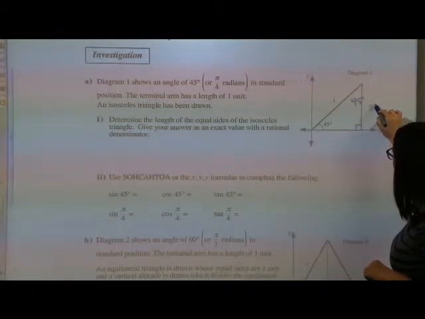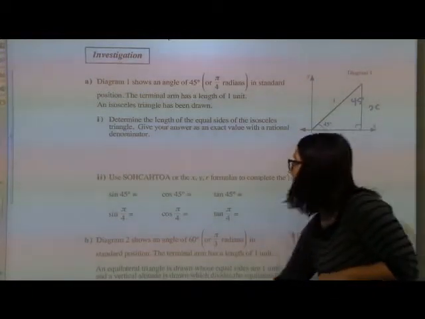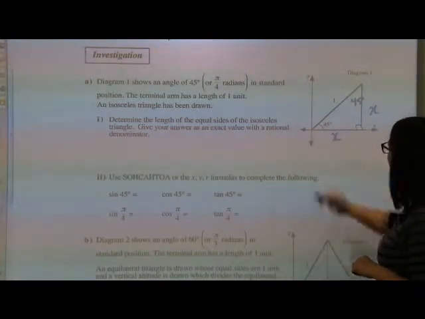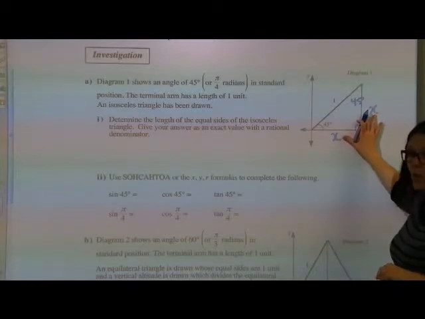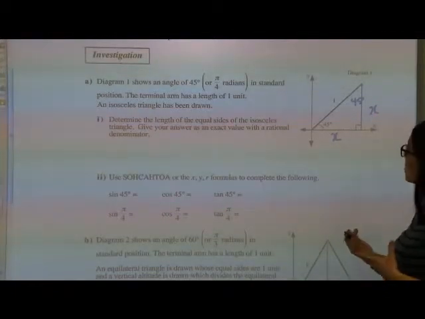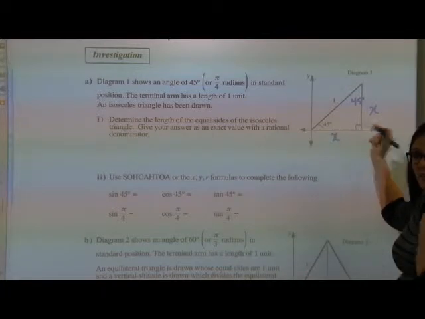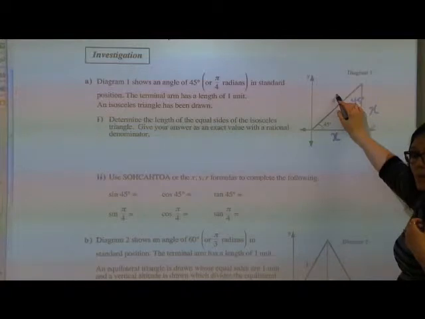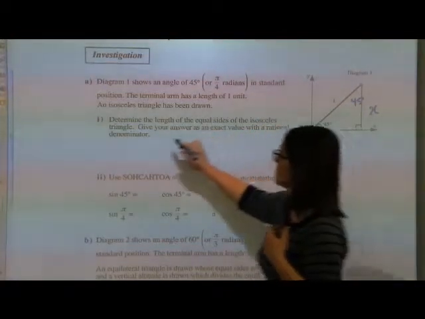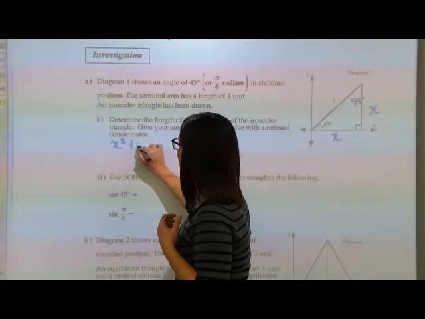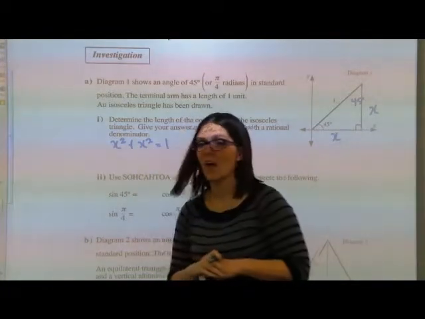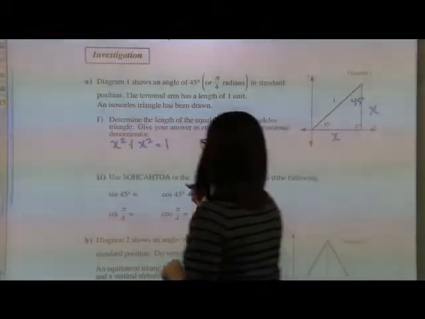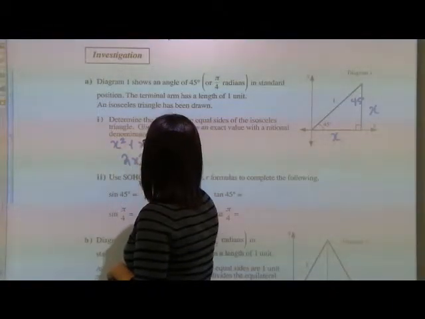That means that this measurement here we'll call x has to be the same as this measurement here in order for it to be isosceles. So if I was to use Pythagoras' theorem, which I can use because it's a right triangle, it means that x squared plus x squared would have to be equal to 1 squared. How many x squareds do I have? 2. So I get 2x squared equals 1.